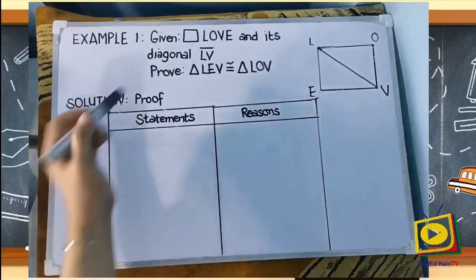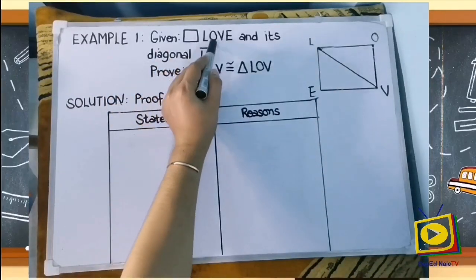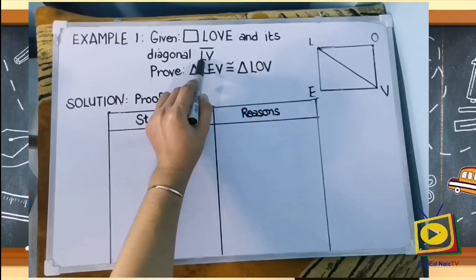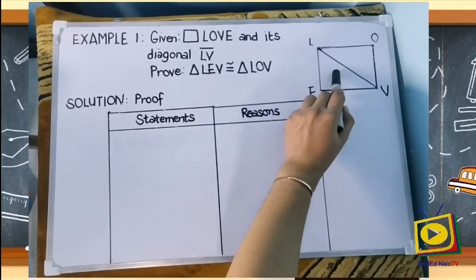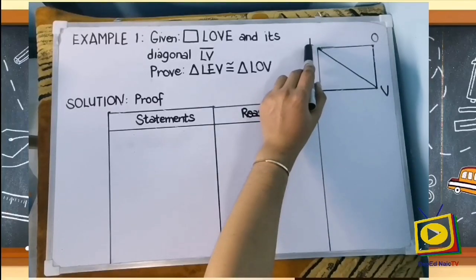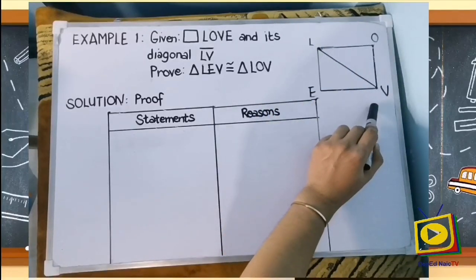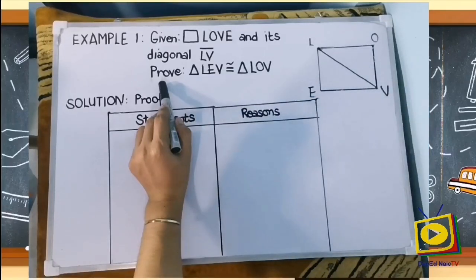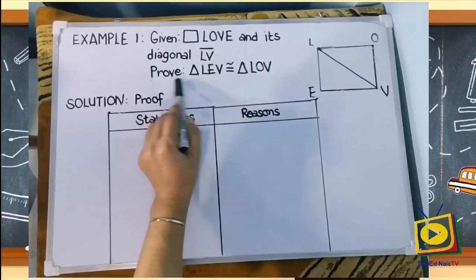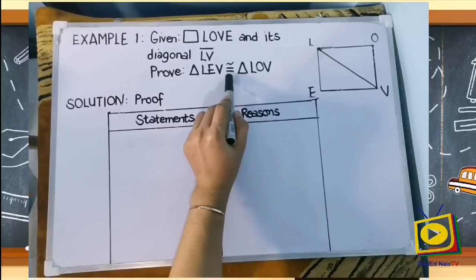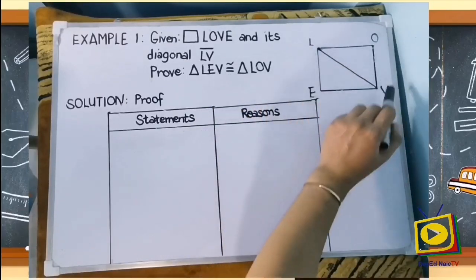Of course, we have here our given square LOVE and its diagonal segment LV. As you have seen here, we have our square LOVE and then the diagonal is being drawn. So we have here segment LV and, as you have noticed, it divides the square into two triangles. We are going to prove these two triangles: we have triangle LEV. Is it congruent with triangle LOV?